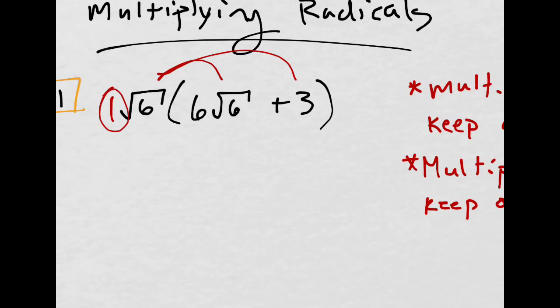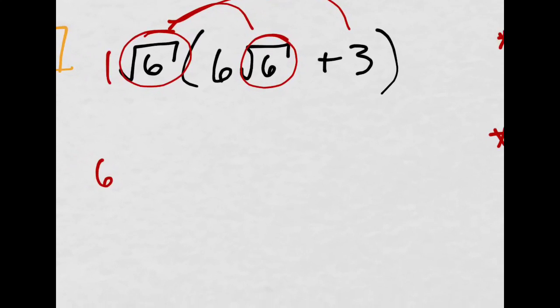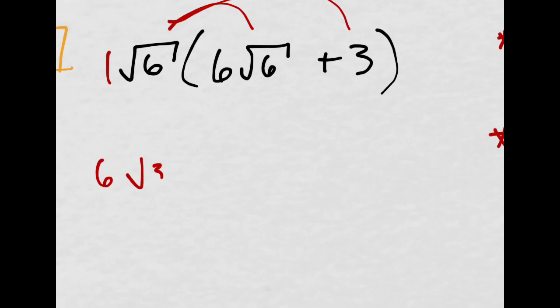So here, 1 times 6, that's just 6. And then the square root of 6 times the square root of 6. We multiply the insides, and then keep it on the inside. So here we'll have 36, right? Square root of 36. So I did 6 times 6, and I left it on the inside.